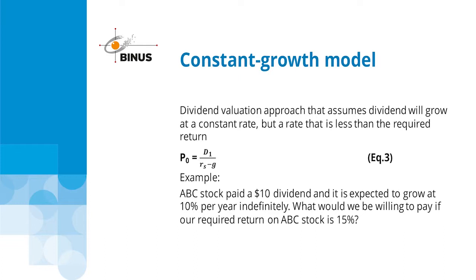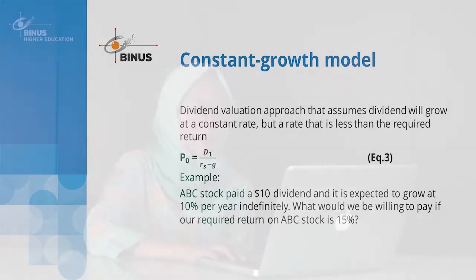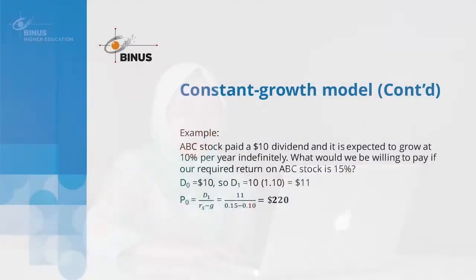So we use the same equation as before, but the required return should be reduced by the growth rate. For example, ABC stock paid a $10 dividend and it is expected to grow at 10% per year indefinitely. What would we be willing to pay if our required return on ABC stock is 15%?